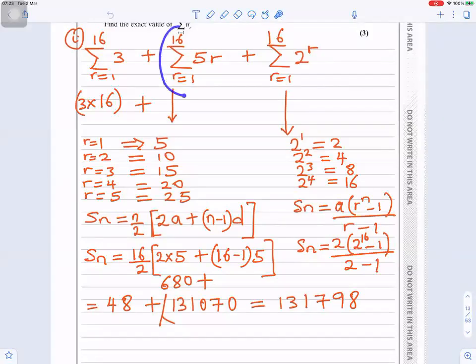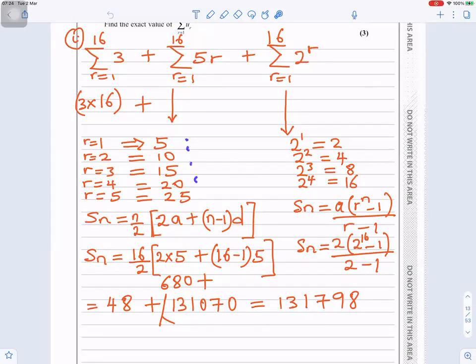For the second, sum from r equals 1 to 16 of 5r. So we start with r equals 1. 5 times 1 is equal to 5. R is 2, 5 times 2 is 10. R is 3, that's 5 times 3 is 15. We're going up to 16.